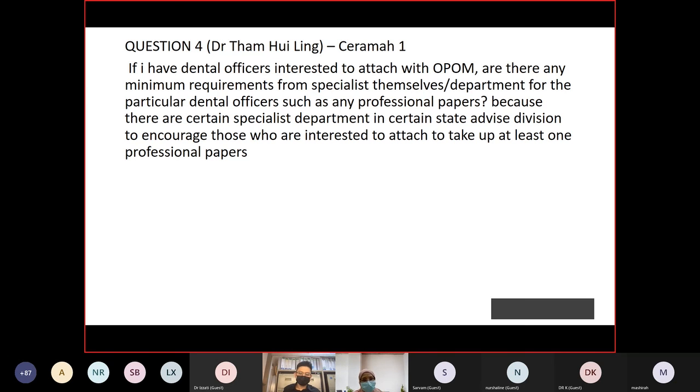That should not be the mentality here. You should do an attachment because you want to, and because you are interested in the specialty. Again, yesterday I said that the main criteria for those who want to do an attachment with OPOM is interest, interest, and interest. So the 3 criteria are just interest, interest, and interest. All right?